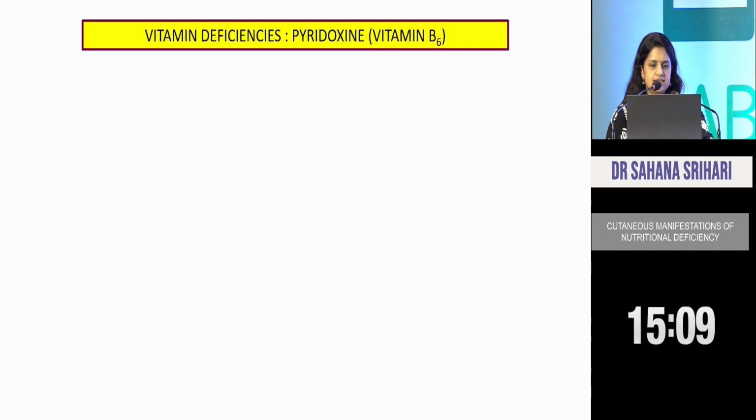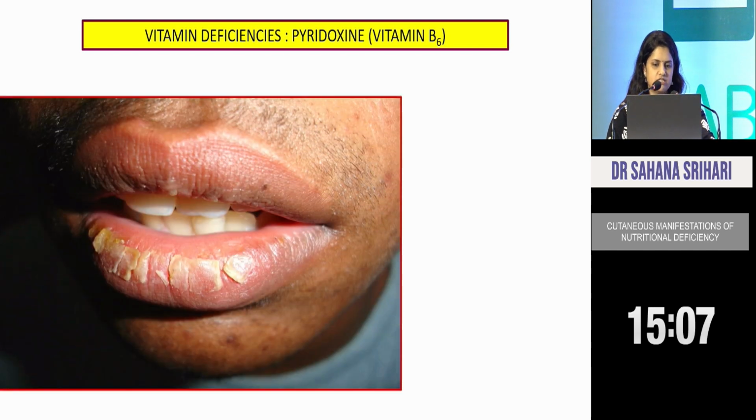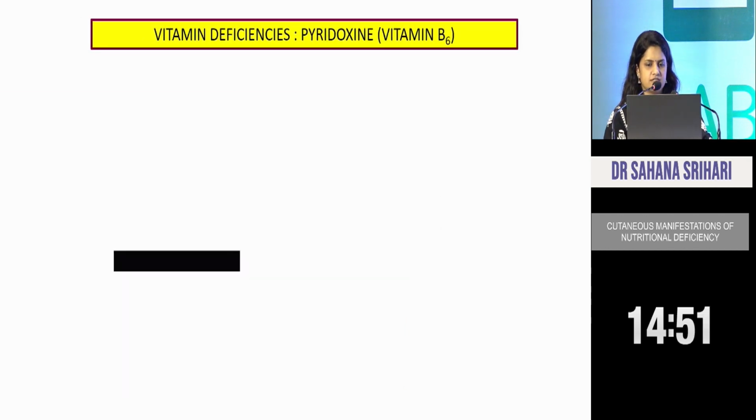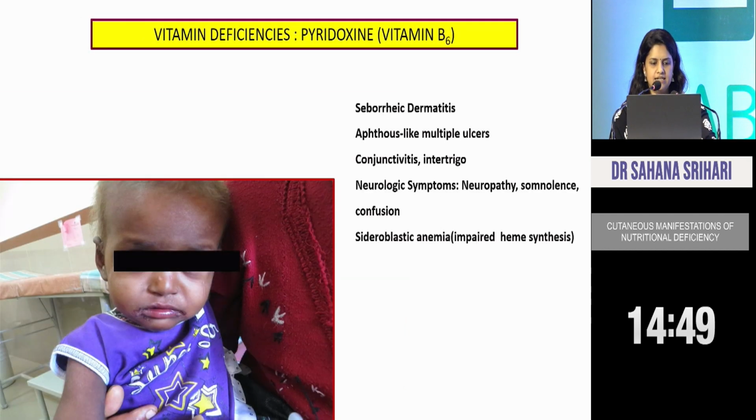Next we discuss B6 deficiency, the pyridoxine deficiency. There can be atrophic glossitis and angular cheilitis. I would like to say that vitamin B complex deficiencies never occur individually. It's always a combination of deficiencies, and no single lesion can pinpoint a specific deficiency. Here the child has angular cheilitis. The hair is dry, lusterless, brittle, and hypopigmented. The patients can also present with aphthae-like ulcers and other neurological symptoms.